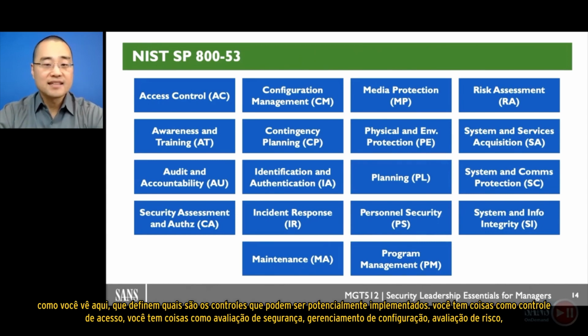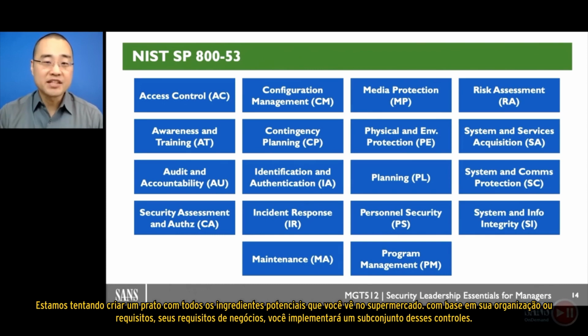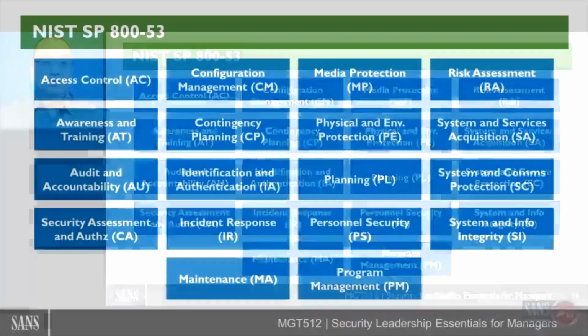You've got things like access control. You've got things like security assessment, configuration management, risk assessment, program management, and so on. So a number of controls that you can implement. Now, will you ever implement all of the 800-53 controls in your organization? No, definitely not. That would be like trying to create a dish with all of the potential ingredients that you see at the supermarket. Based on your organizational requirements, your business requirements, you're going to implement a subset of these controls.